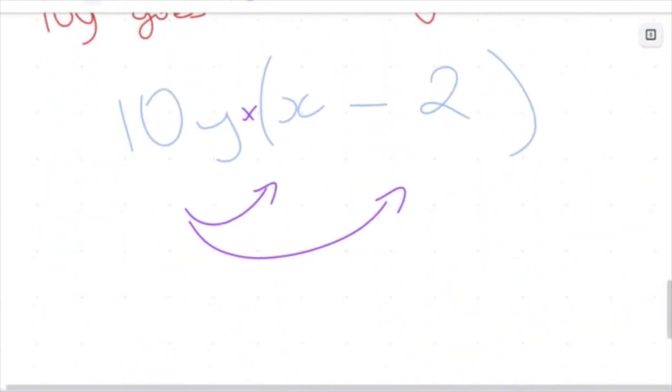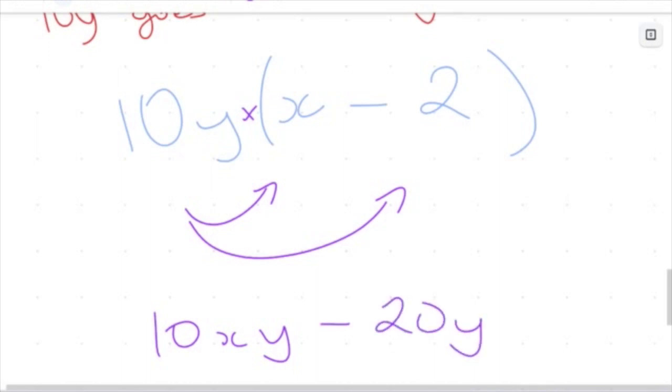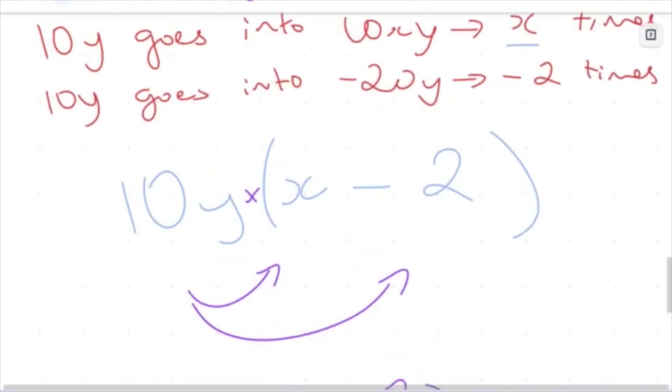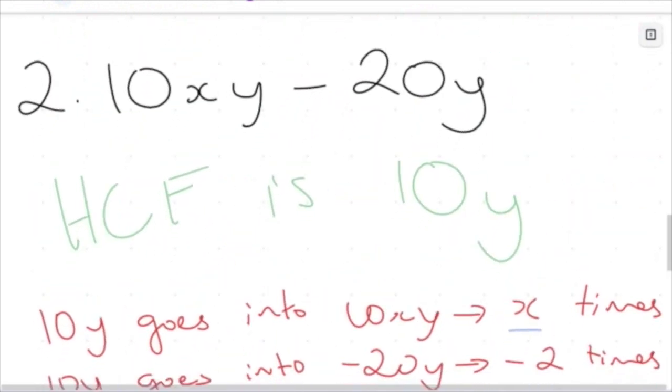So 10y times x gives me 10yx or 10xy. Doesn't really matter which order. And 10y times minus 2, now we have to be careful of the negative here, guys. I have a positive number, 10y, multiplying by a negative number, so I'm going to get a negative number back. So 10y times negative 2 gives me negative 20y. And I can check this with my original thing. Boom, it's exactly the same. So I have done my factorization correct.